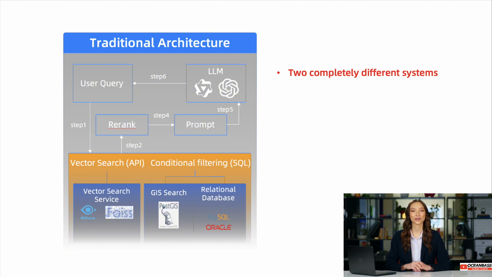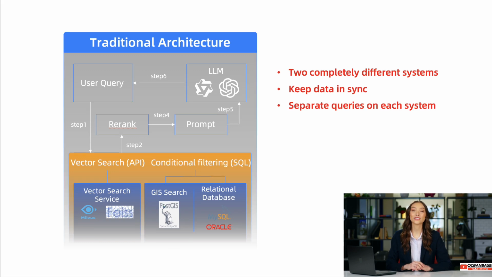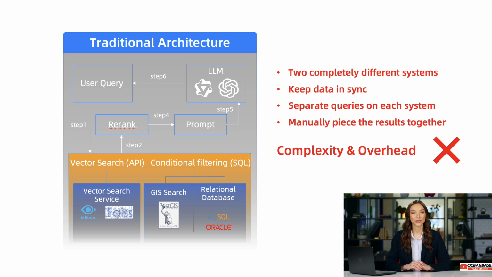The problem is that your app now has to juggle both. You need to keep data in sync, run separate queries on each system, and then manually piece the results together. Additionally, you're managing and scaling two different tech stacks, which adds significant complexity and overhead. Sure, it can work, but as your app grows, it quickly becomes fragile, hard to maintain, and expensive.